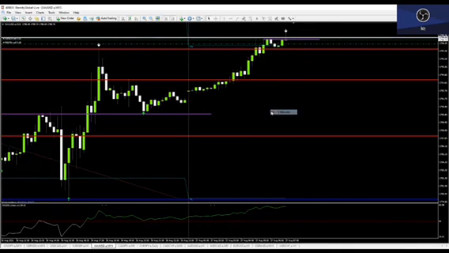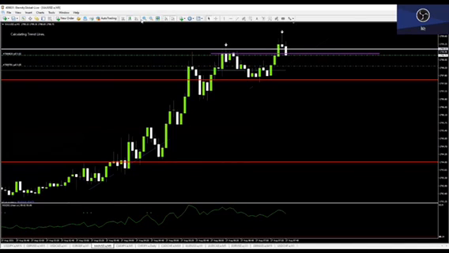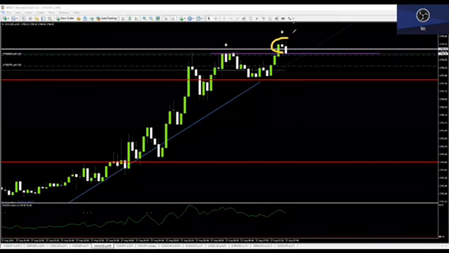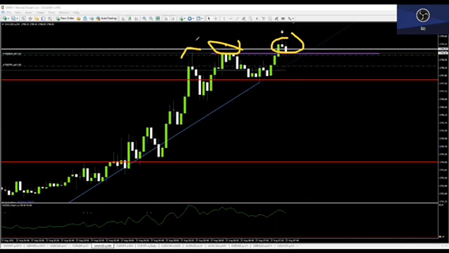Let's go into the 5. Let's break it down even more. Here's the 5-minute chart. As you see, we have a perfect hanging man pattern. Lovely.